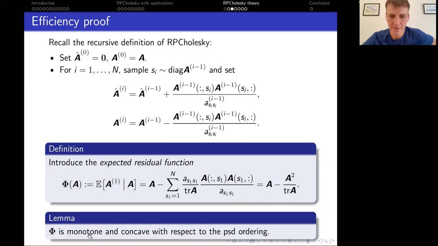It's monotone and concave with respect to the PSD ordering. So it's got these matrix monotonicity and matrix concavity properties, which are exactly the same as the scalar case, except you have to make all of your letters capital and bold and replace all the less than or equal tos by curly less than or equal tos. That would be the definition. So this is the core of our analysis, this little lemma.